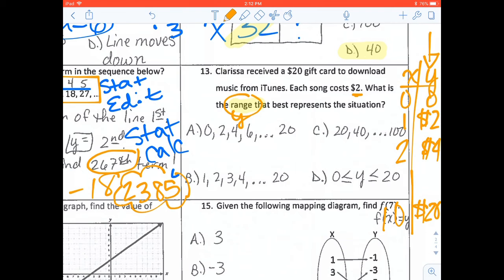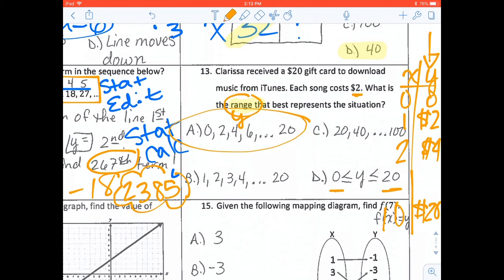So my answer is A. It is not D, because D is giving you a range from 0 to 20, which means can I spend $1.50 on a song? No, because the songs go up by $2 every song you download, and you're not going to download a fraction of a song.